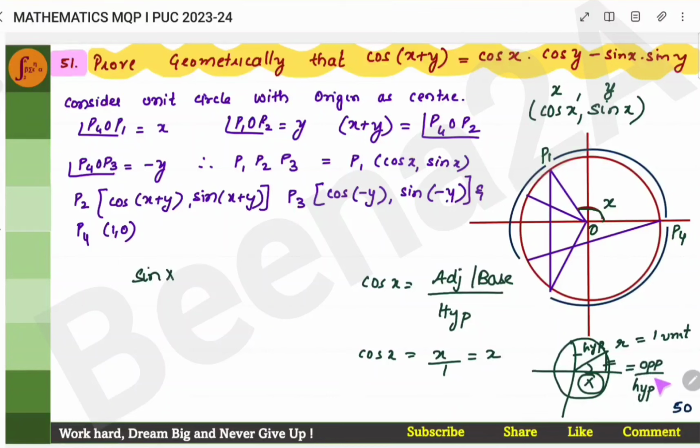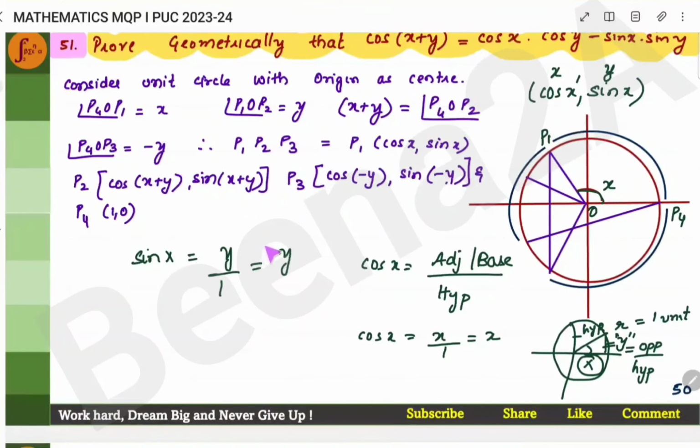Sin x is nothing but opposite by hypotenuse. What is opposite? You can call it the y coordinate, since we don't know what this height or length is. And hypotenuse is nothing but the radius, which is 1 unit. Which means sin x is nothing but the y coordinate. So we can say that the coordinates of point P1 are cos x comma sin x.